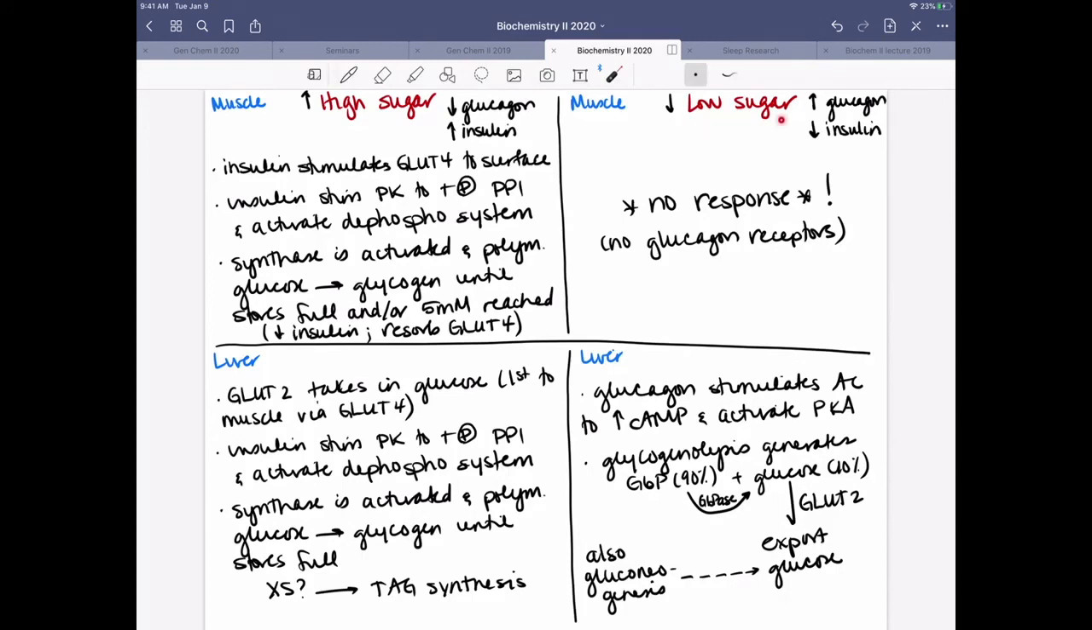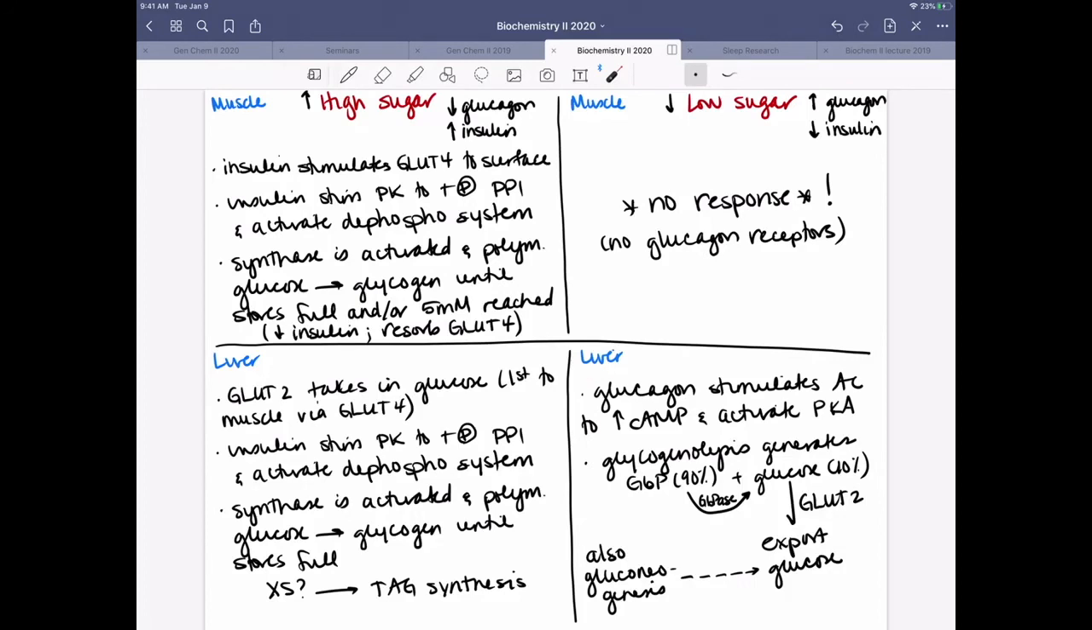So again, flip side here, we think about what happens with low blood sugar. This quadrant is actually the easiest to think about, because in high glucagon, low insulin situations, your muscles, not having the ability to respond to glucagon, basically have no response. So muscles don't even know what's going on necessarily with low blood sugar in terms of this hormonal cascade.